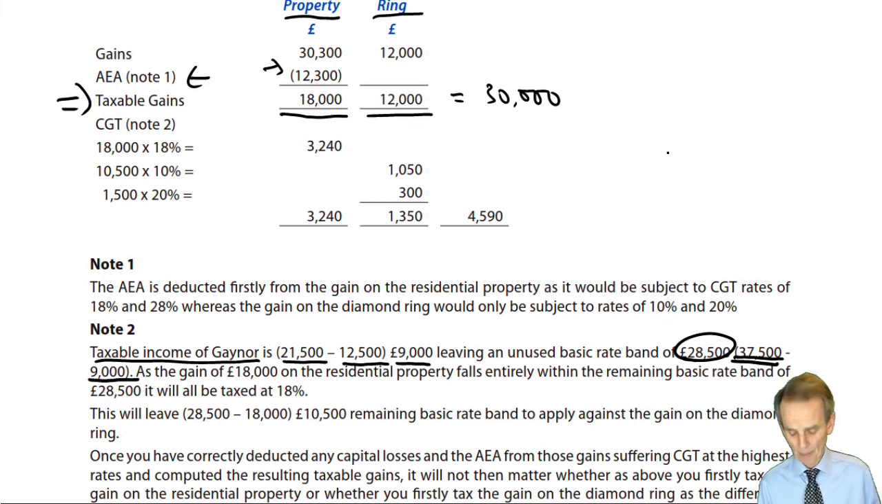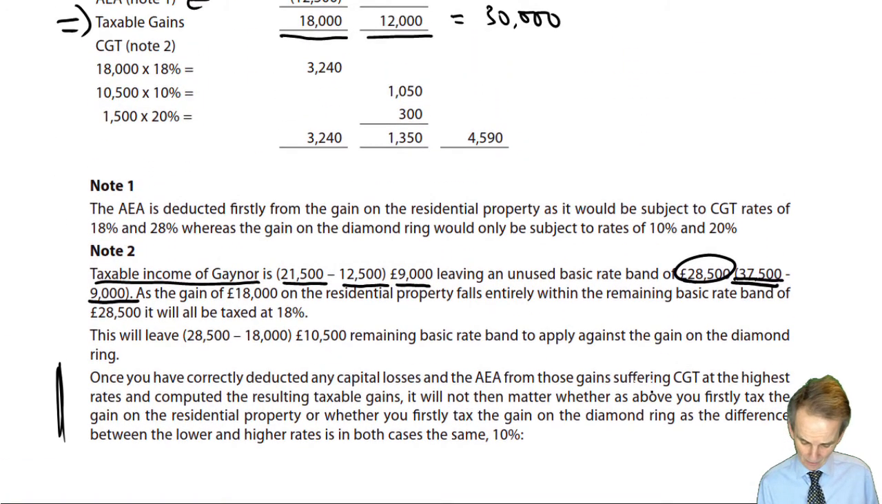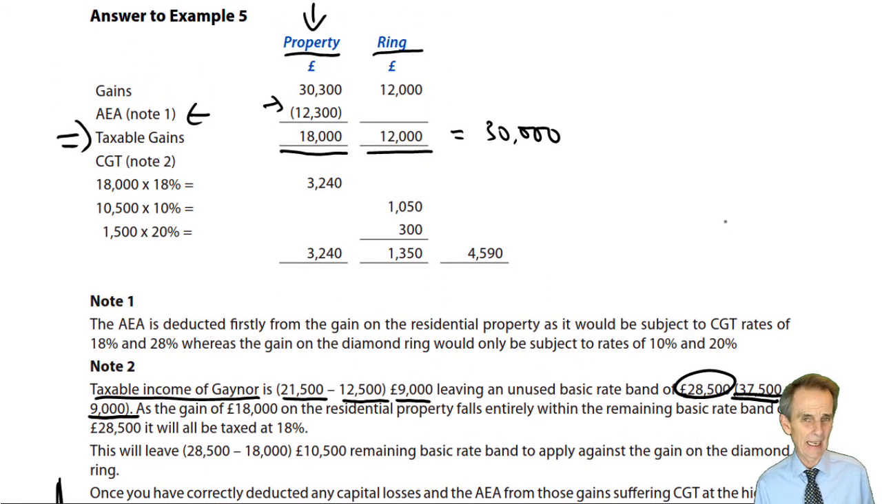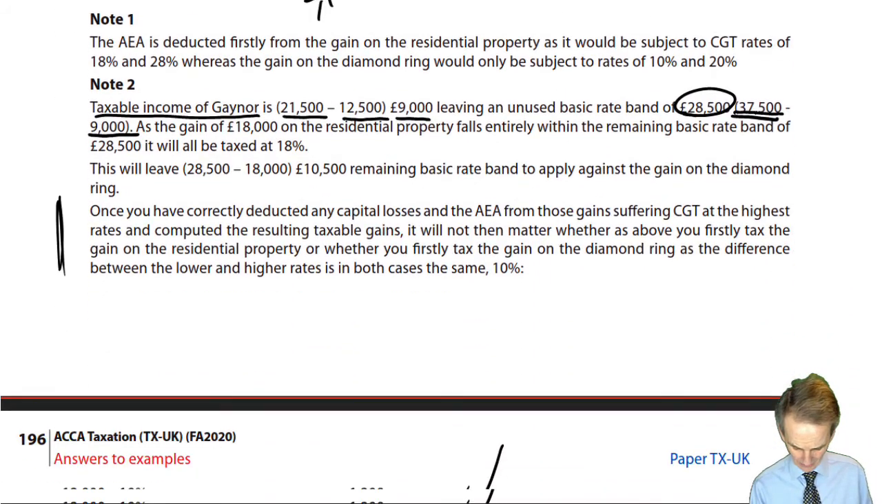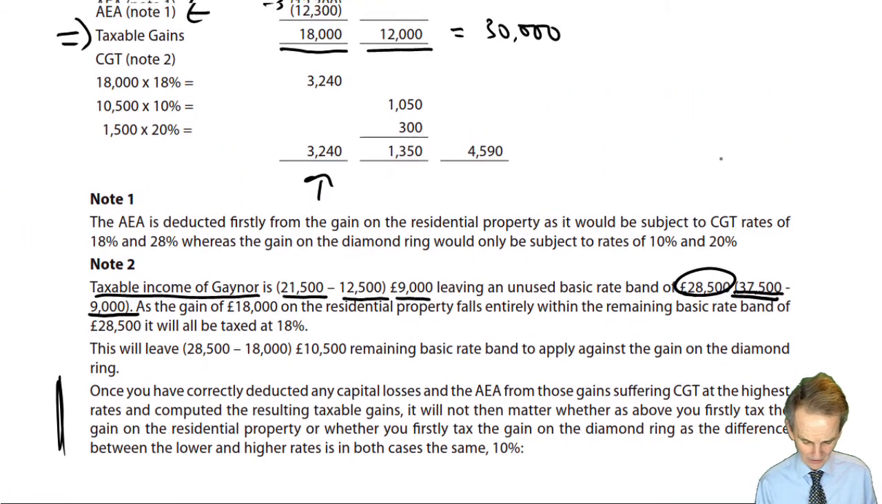Now, as it will transpire, if you've read through and seen this note here and this calculation here, it actually doesn't matter. But routinely, I would probably do this anyway: whatever is the taxable gain to be taxed at the highest tax rate, I would probably deal with it first. But it would not matter in terms of the amount of CGT that you then compute, whether you firstly tax the property, as has been done here, or whether you firstly tax the ring. Right, let's see what we've got here, therefore.